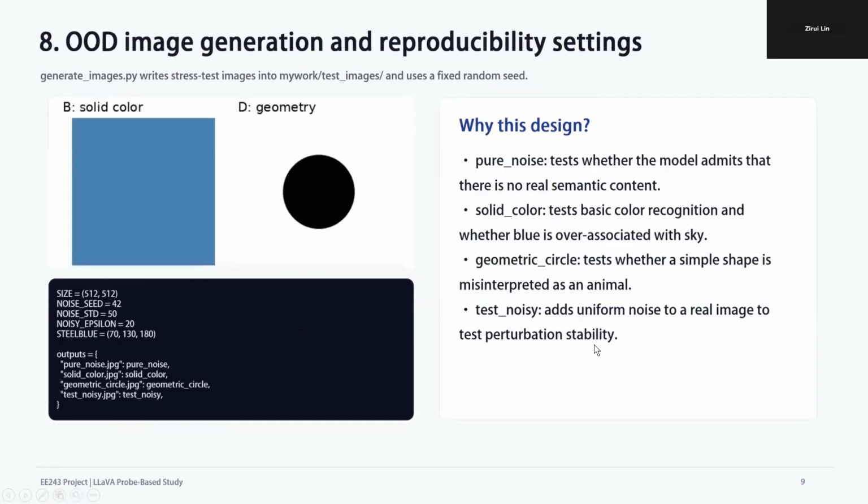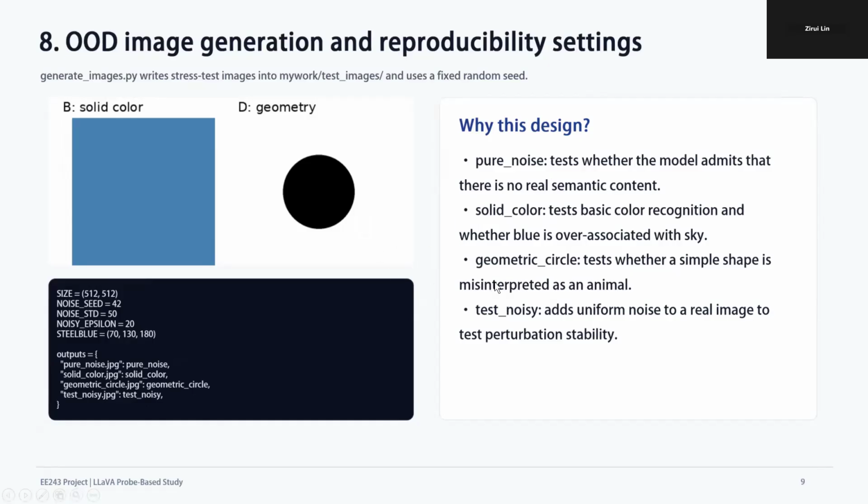For the OOD benchmark, generate_images.py creates the test images and writes them into the work test images folder. The script uses size 512 by 512, noise seed 42, noise standard deviation 50, noise exclusion 20, and the steel blue RGB value 70, 130, 180. It outputs pure_noise.jpg, solid_color.jpg, geometric_circle.jpg, and text_noisy.jpg.